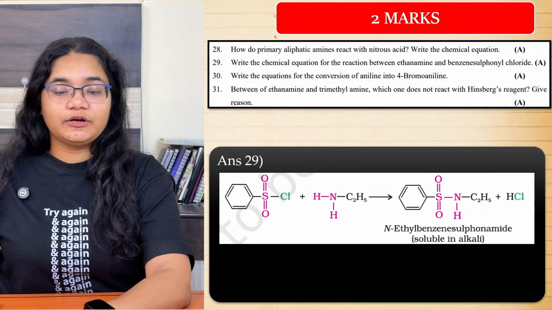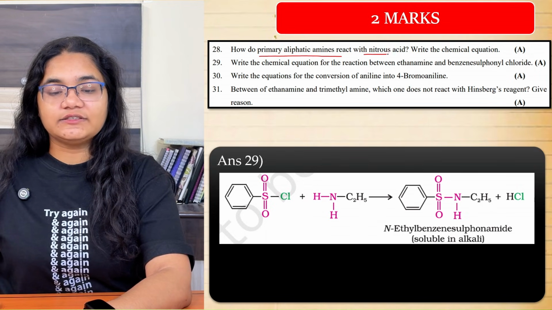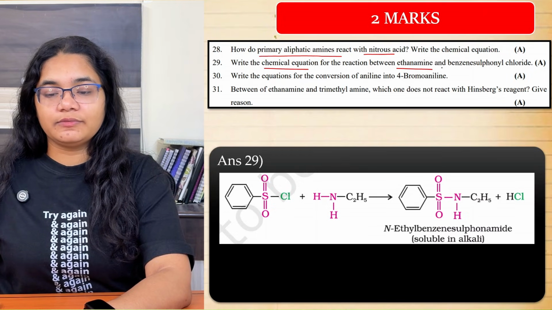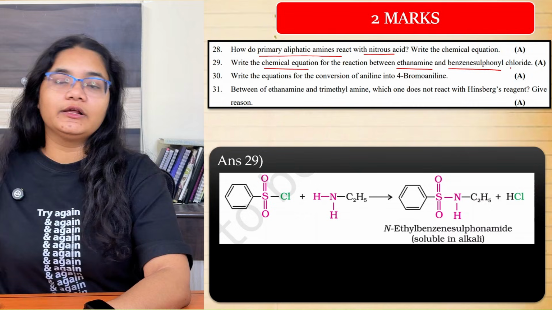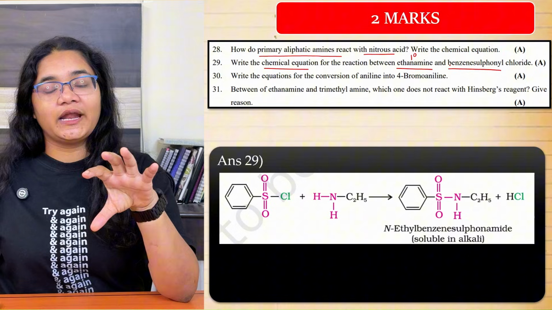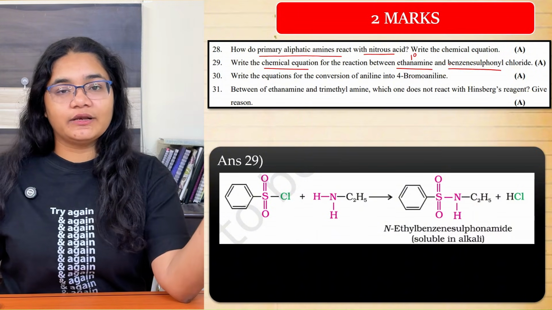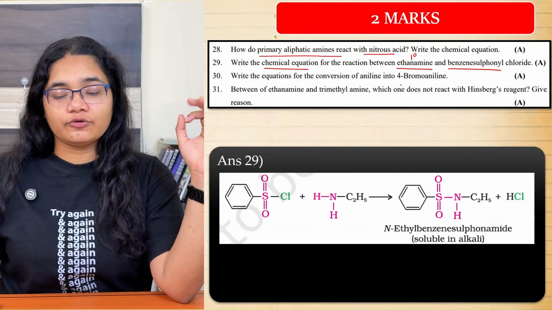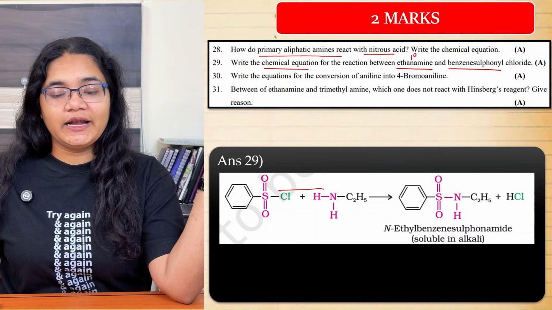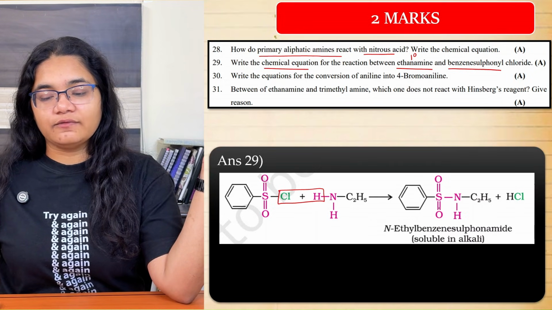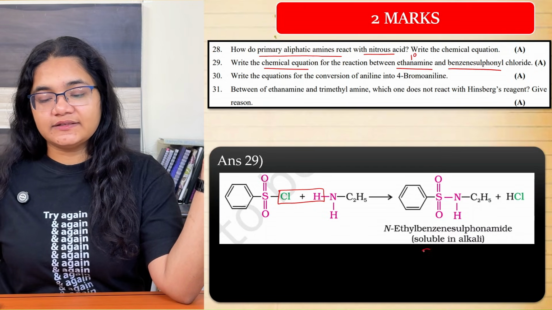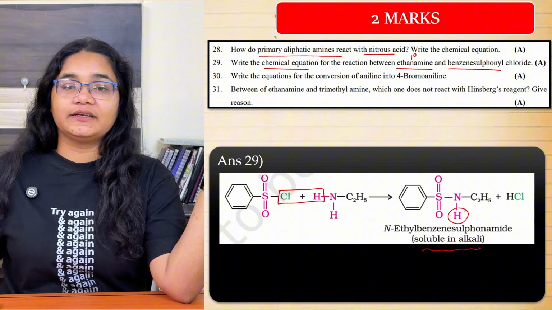Next, moving to question number 29. How do primary aliphatic amines react with nitrous acid? This we have already discussed. Write the chemical equation for the reaction between ethanamine and benzene sulfonyl chloride. Ethanamine is a primary amine, right? So when it reacts with benzene sulfonyl chloride, it will give you a salt which is soluble in alkali because it has an acidic hydrogen. This is ethanamine and this is benzene sulfonyl chloride. From here HCl will be removed and you will get a compound called N-ethyl benzene sulfonamide, and this is soluble in alkali because of this acidic hydrogen.